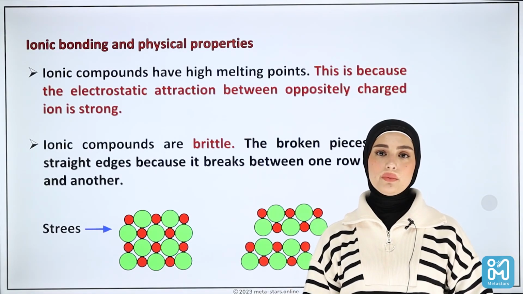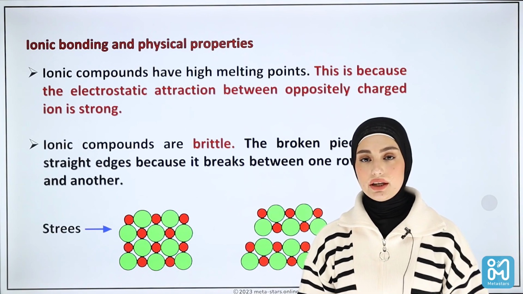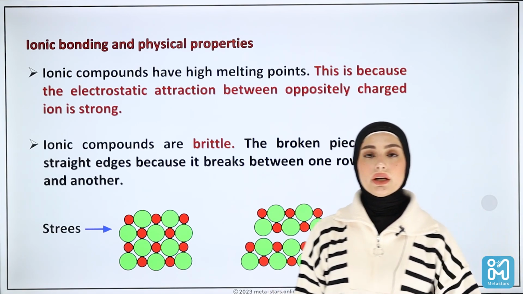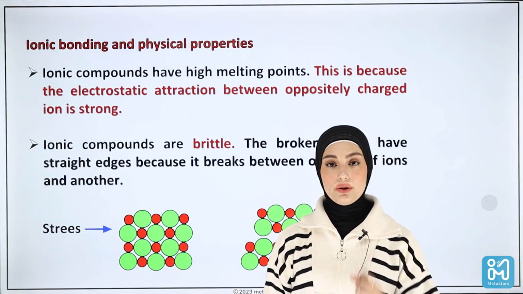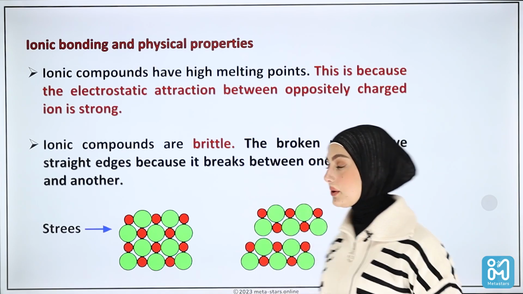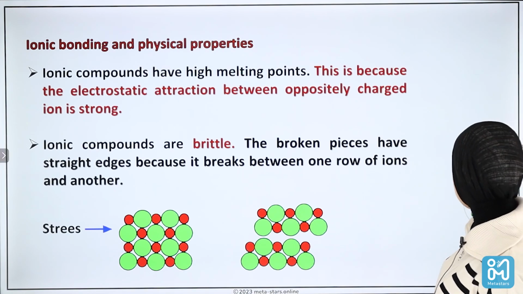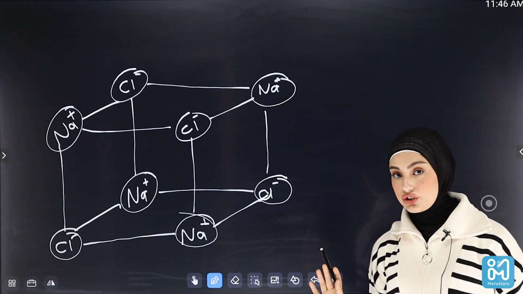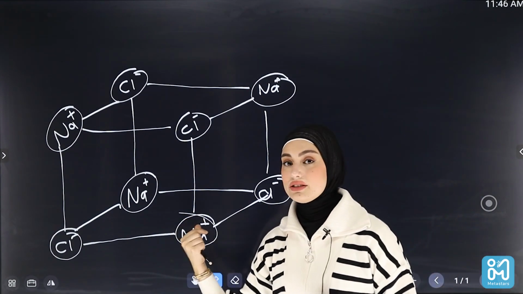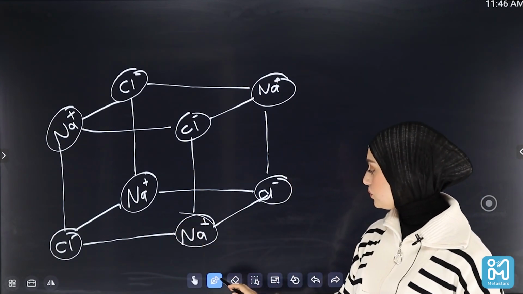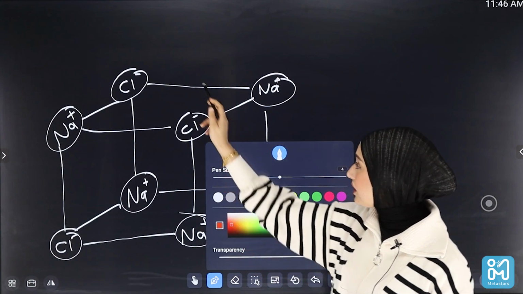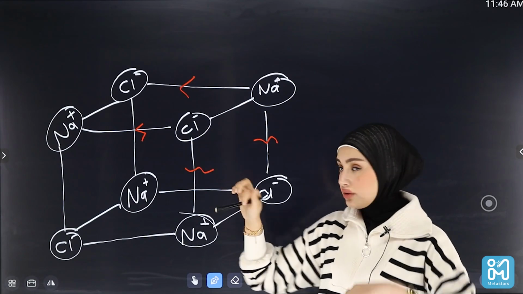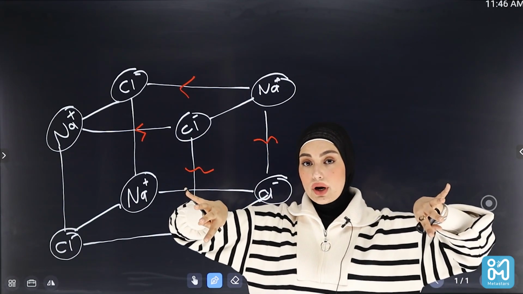Now we want to talk about the physical properties of ionic compounds. We're going to start with the melting point. The melting point of ionic compounds will be very high because of the electrostatic attraction. How? Let's go back to our structure. Here we have this giant ionic structure. If you want to melt this crystal, it means you want to break all these bonds, to separate sodium and chloride.